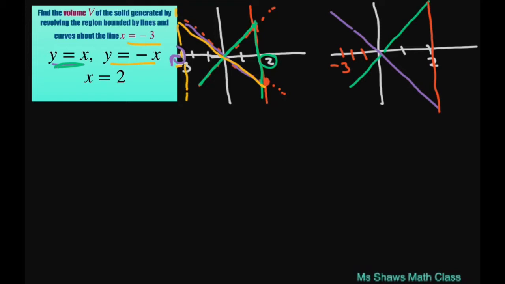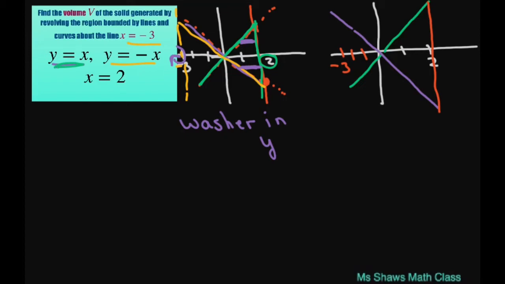Now, if you look at it this way, and if we look at the cross sections here, I'll put in purple here and here. So this is perpendicular to the y. This means we'd have the washer method in y. But that's going to require two different integrals, the way it's set up.